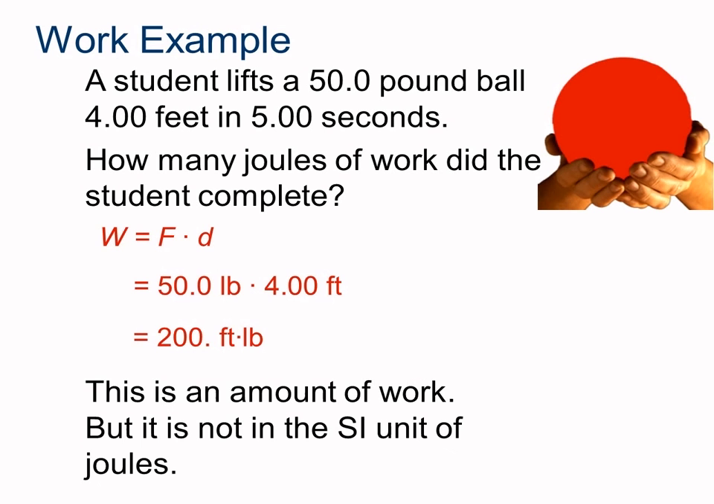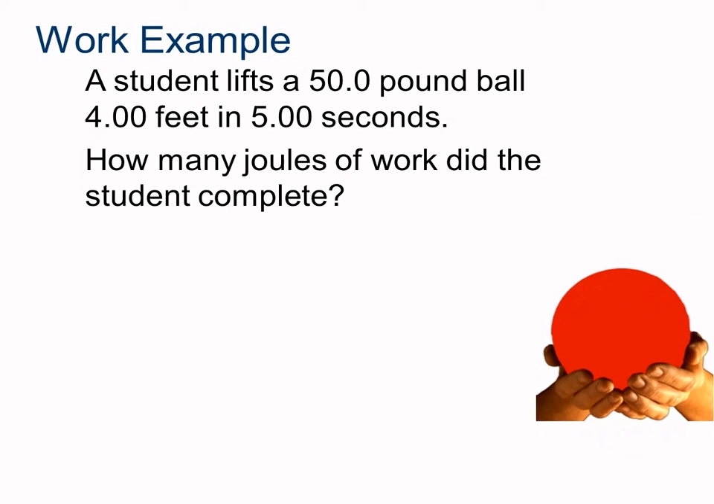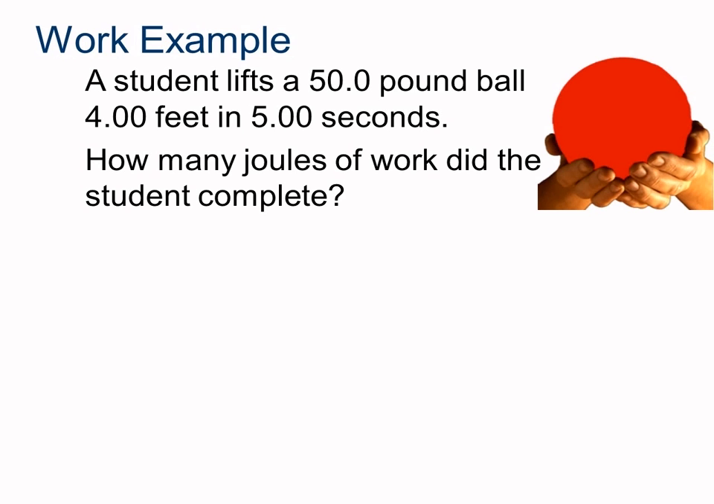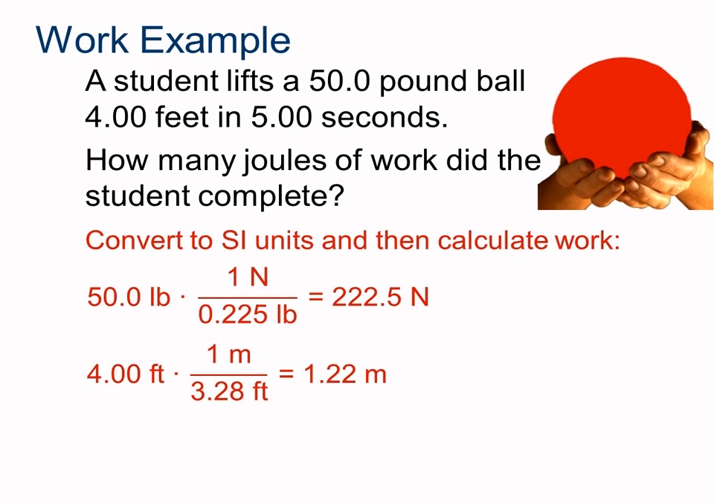So let's take a look at that. Let's convert that 50-pound ball and the 4 feet it moved into SI. So 50 pounds, well, 1 newton is the same as 0.225 pounds. So there's our conversion factor. The pounds cancel, and we end up with 222.5 newtons. Also 4 feet, well, 1 meter and 3.28 feet are the same thing. So we can use that as a conversion factor and get 1.22 meters.